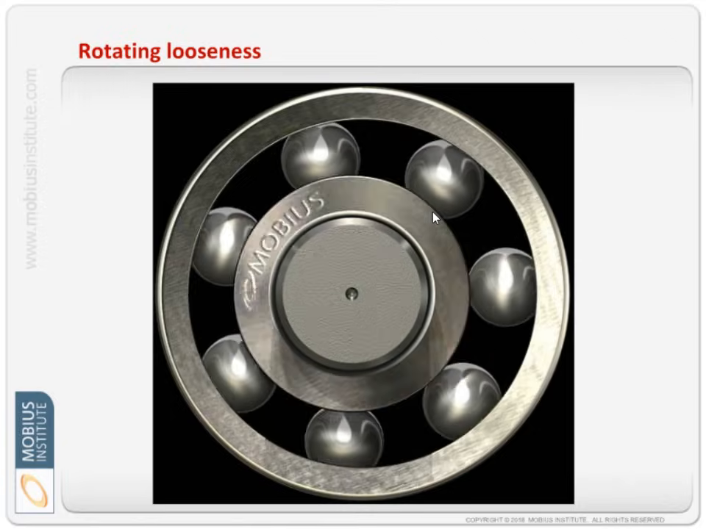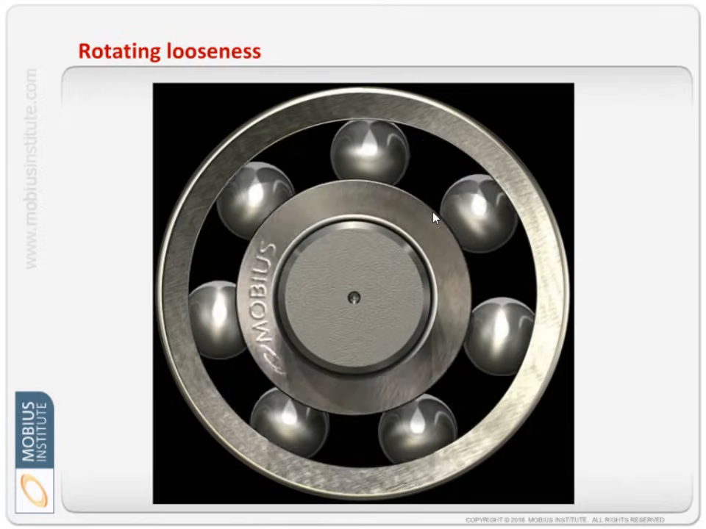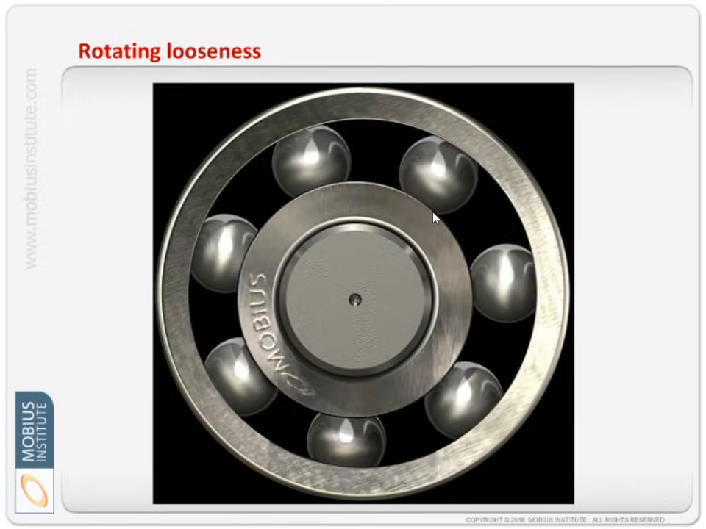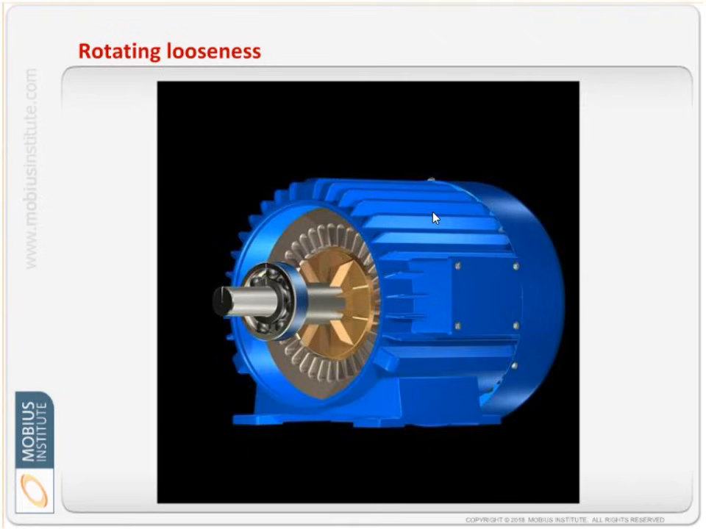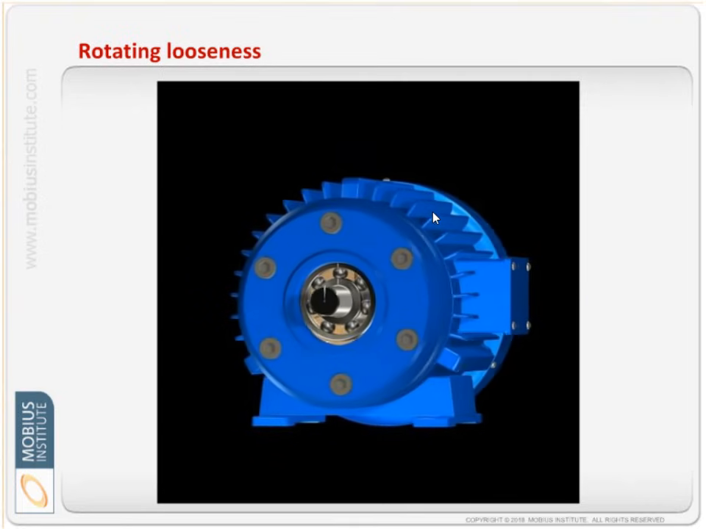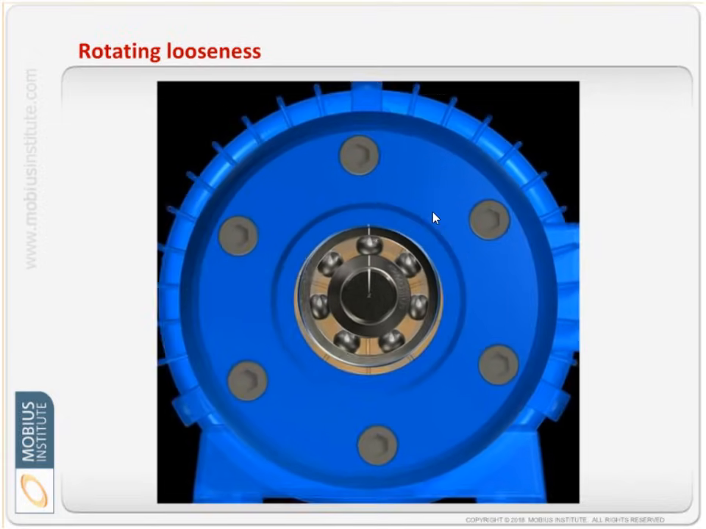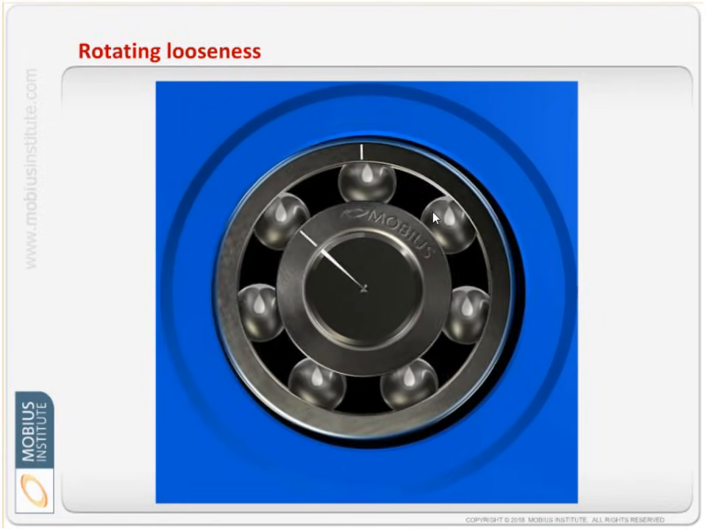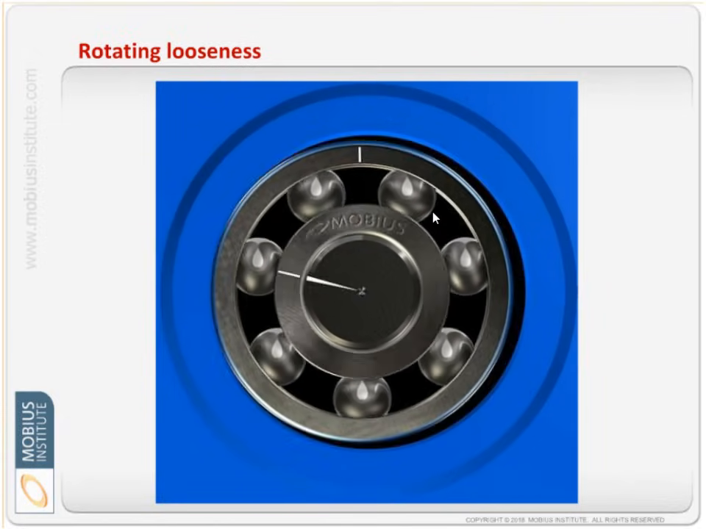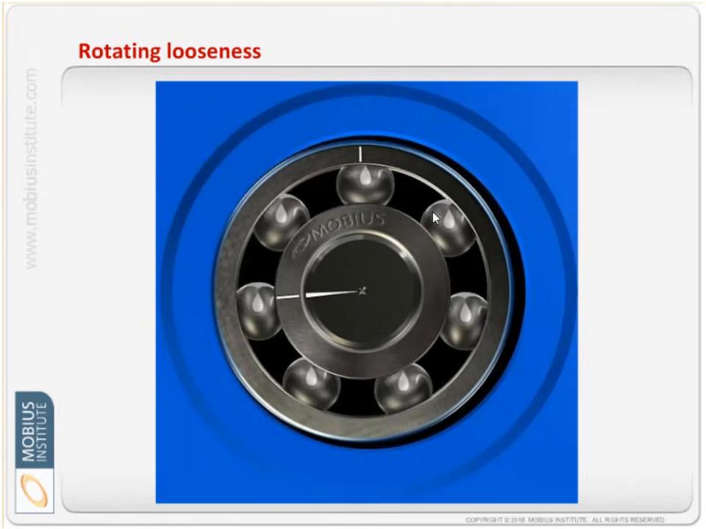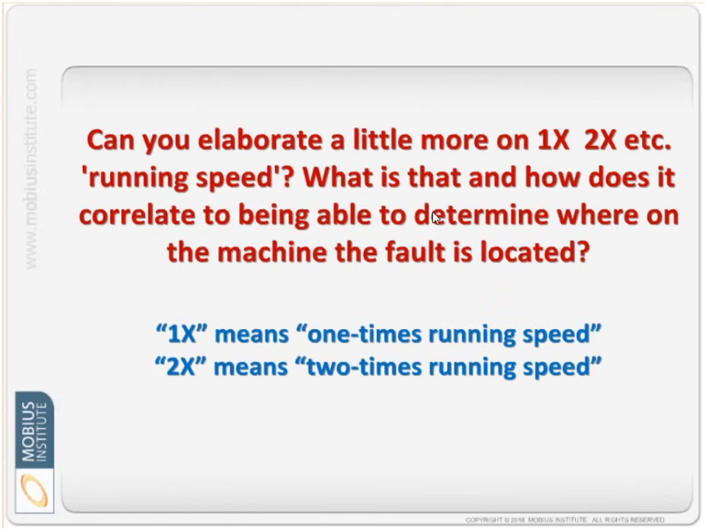So in this animation, hopefully you can see, as it rotates, we see this impacting going on, and that could happen also between the outer race and the housing, if it's loose. And of course, my animations are really exaggerated, and anyway, when there's looseness, we get that impacting.